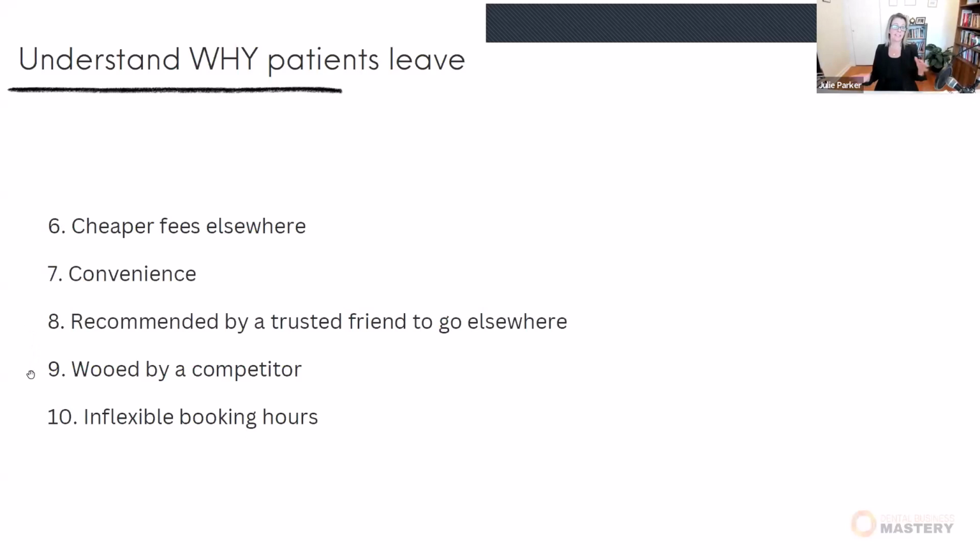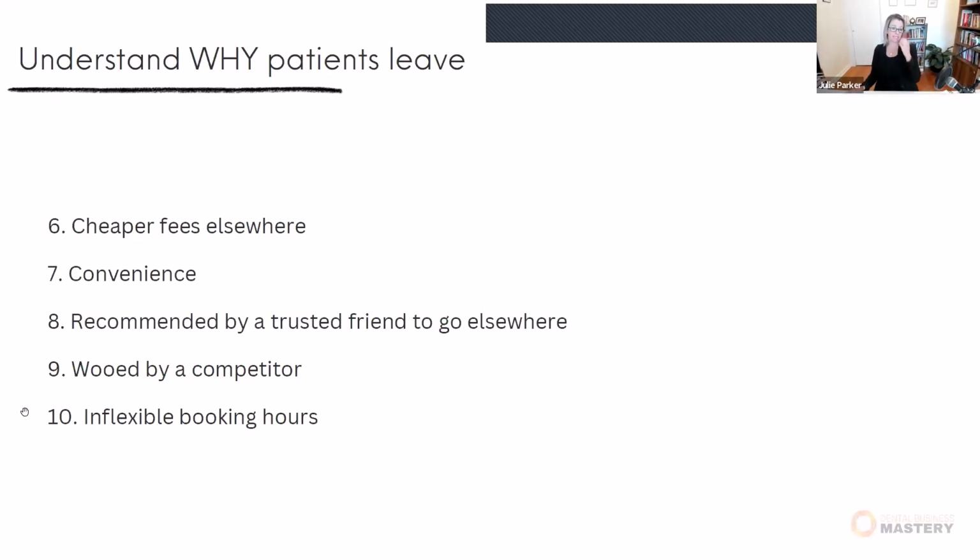The ninth reason is that they're wooed by a competitor. Oh my God, they've got a scanner. Oh my God, they offer Invisalign or skin injections or whatever the thing, a special offering financially. So being wooed by a competitor, it's not like you've done anything wrong, but they're seeing something that they might be missing out on over there. I'm going to give them a try.